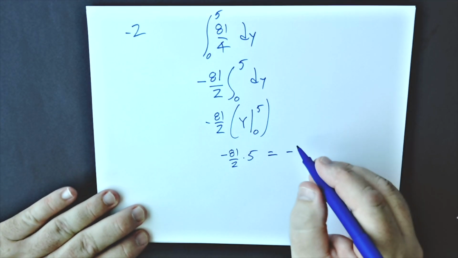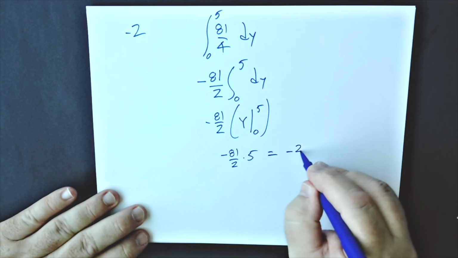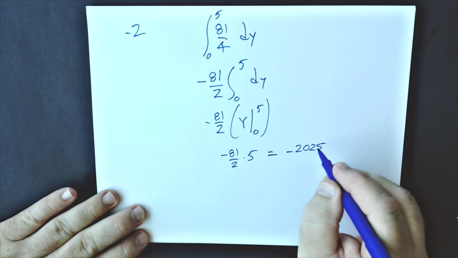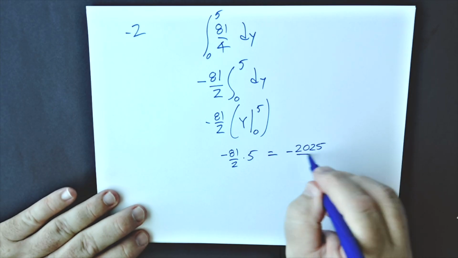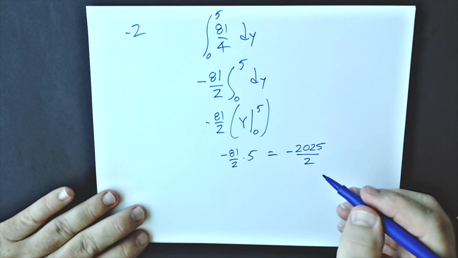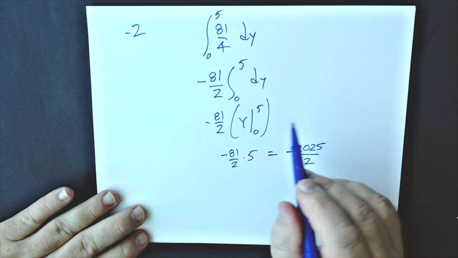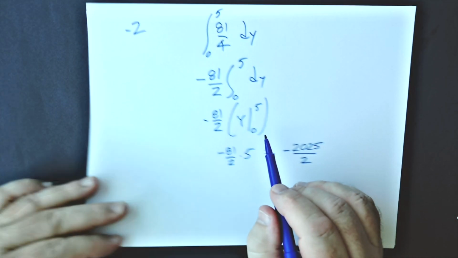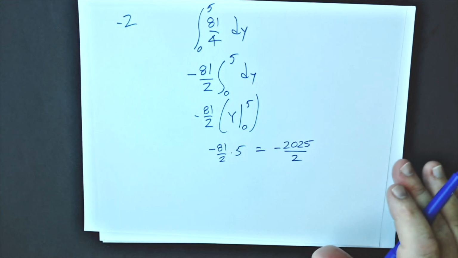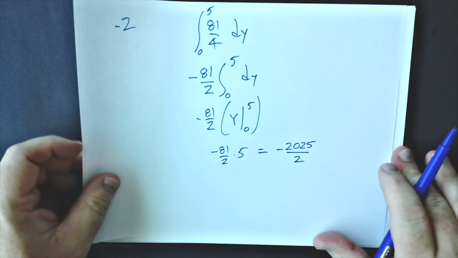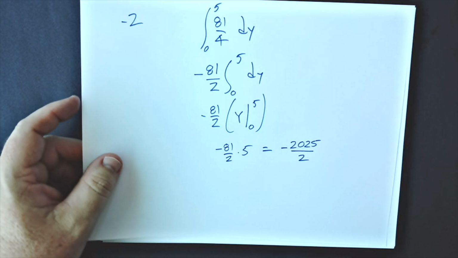That looks like negative, let's see, 2025 over 2-ish? Did I do that right? I wrote the 4 out. The 4's cancel. Negative 81 over 2. I think that's right. You guys can check me on that one. There we go.